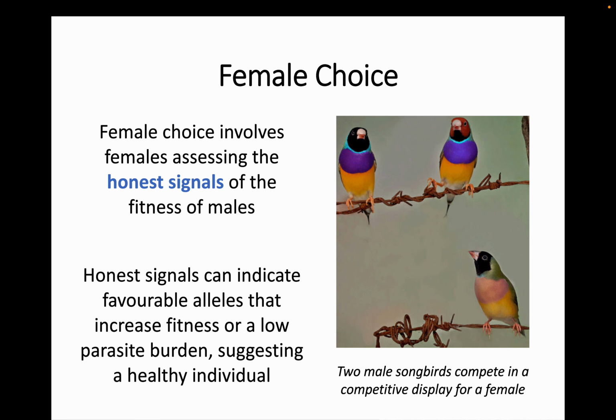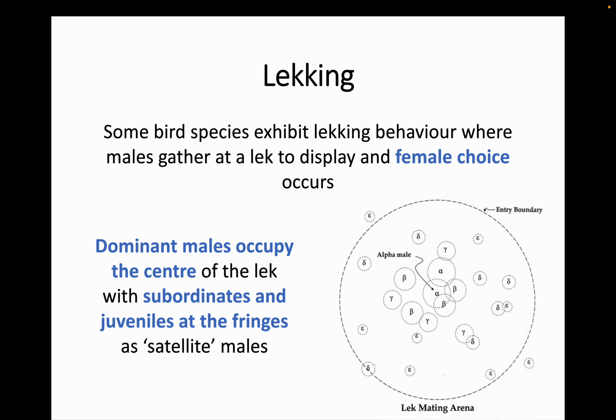And what they're assessing is what we call the honest signals of fitness. So basically, your honest signals, as we've mentioned, indicate how favourable your alleles are, what your fitness is like. When we talk about low parasite burden, basically looking for how healthy you are. If you're a big, bright, colourful bird doing this incredible dance, you're more likely to be healthy. You're not ill, weak, full of parasites. You have high fitness. You'll have favourable alleles that you want to pass on to your offspring. That is the honest signal that these females are choosing.